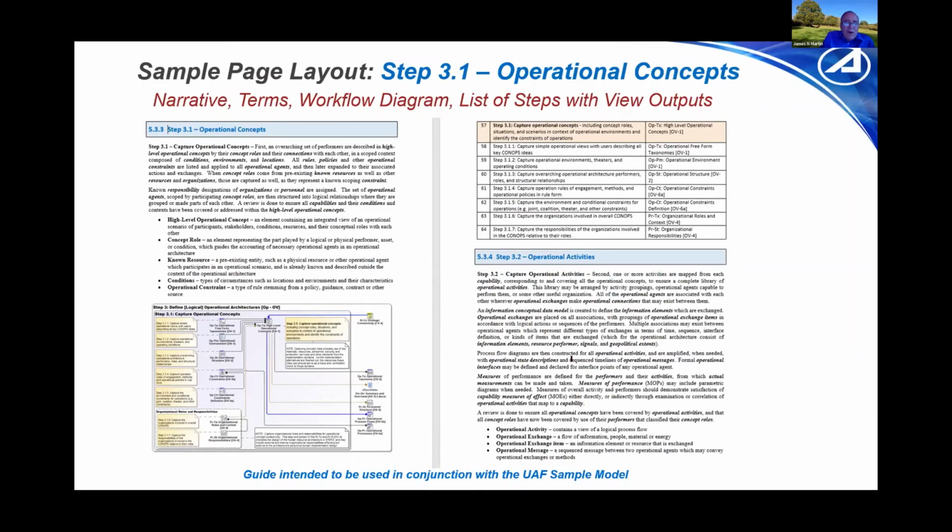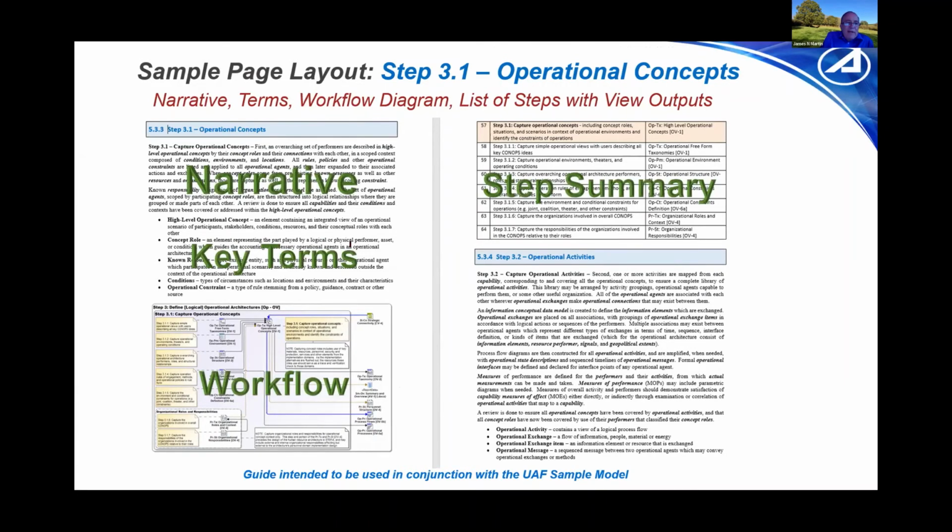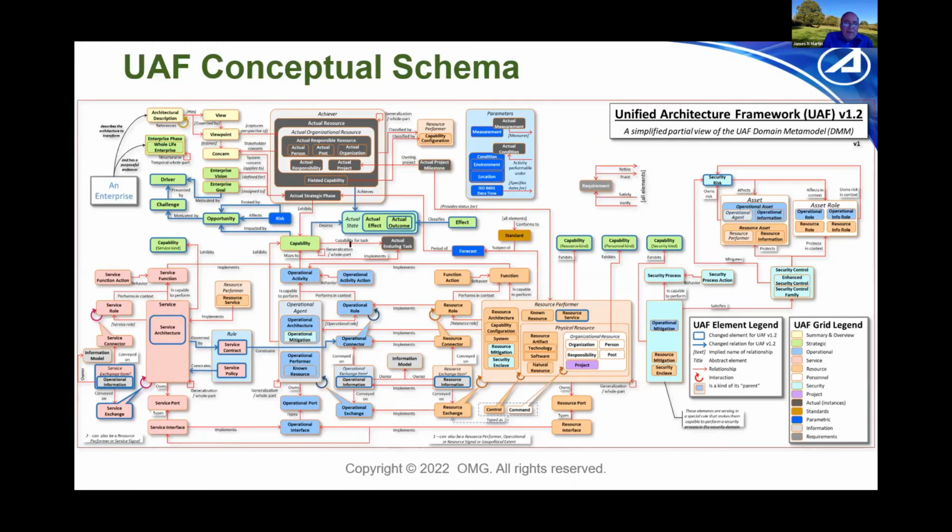So this is what, if you open up the document, this is what the pages look like. We start off with a narrative for that step, define some of the key terms, provide the workflow that's just for that portion of the overall workflow, and then provide a table at the end summarizing the steps and the corresponding UAF views. So here's the overarching conceptual schema.